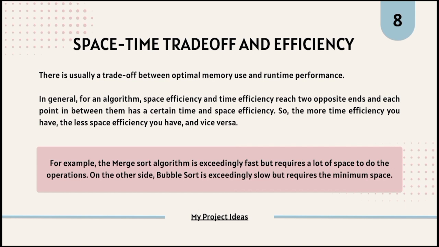Let's have a look at an example. The merge sort algorithm is very fast, but it requires a lot of space. But the bubble sort algorithm is slow, but it requires minimum space. So you cannot have two of the best at one time, right? You can have one at one time.